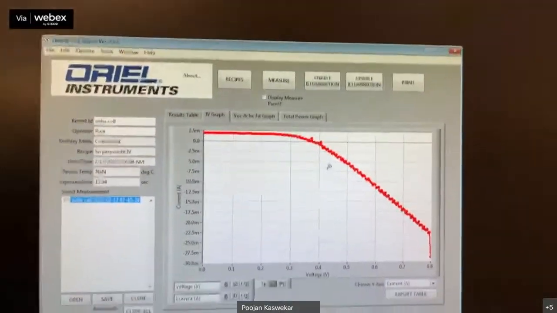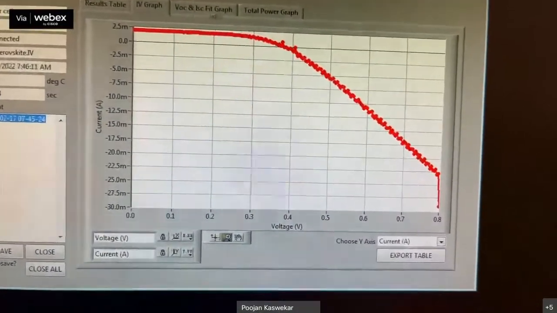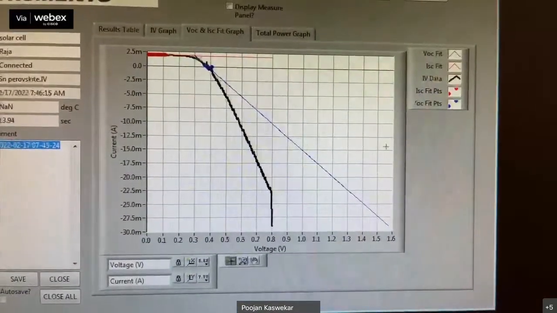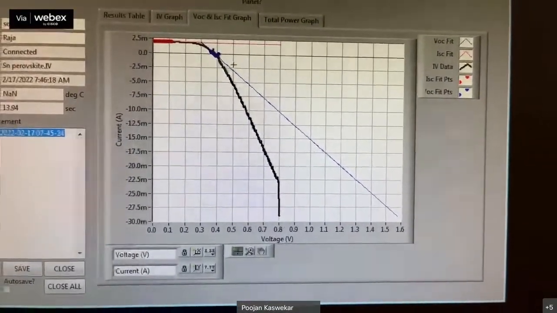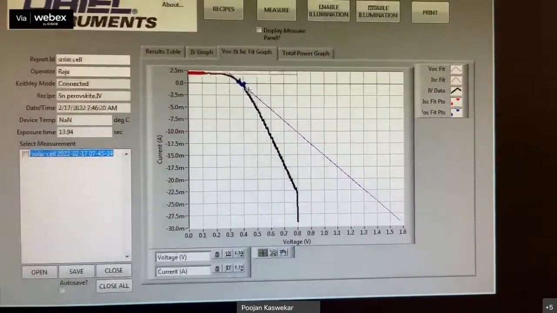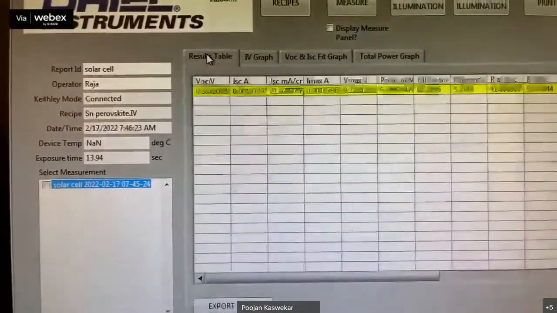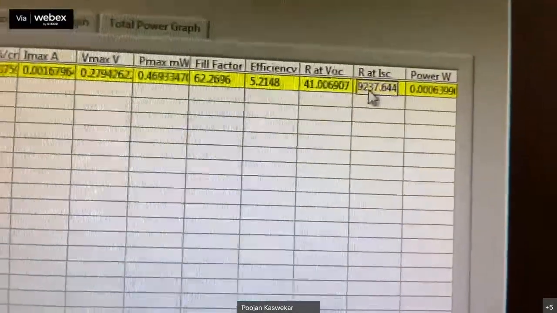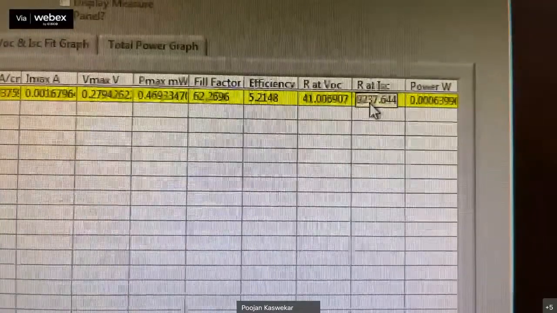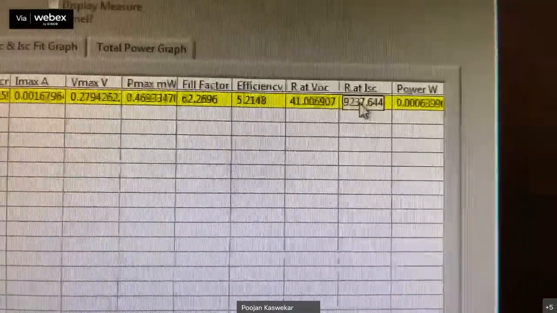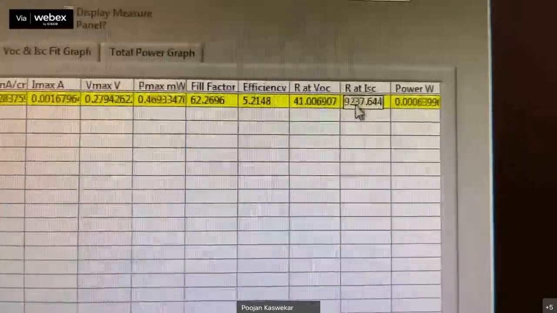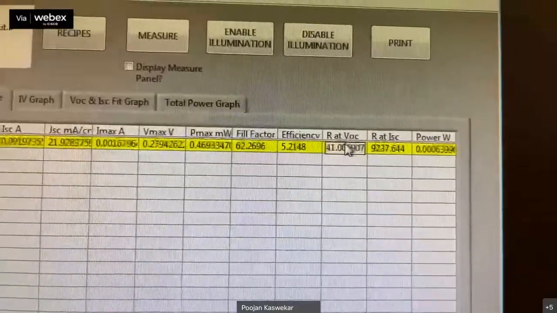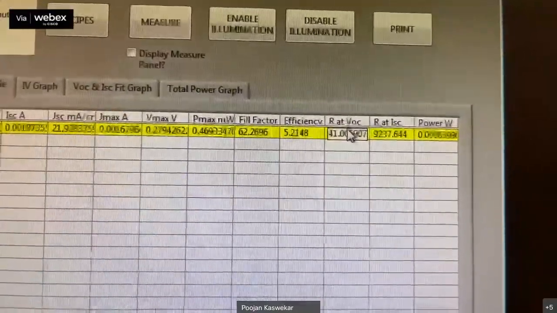So this is the typical IV graph for my solar cell. And this app features some more things. This is the VOC versus ISC fitting graph. When you see here, you can see the series and shunt resistances. This is R_sh VOC and R_sh JSC. You want the shunt resistance to be as high as possible, in kilo ohms, and the series resistance should be very low for your solar cell to be efficient.